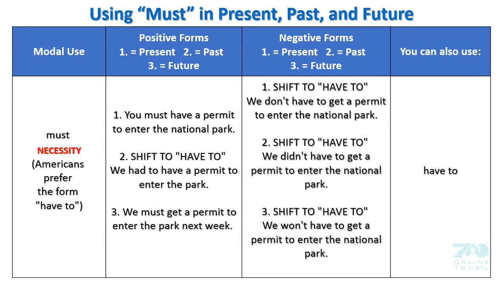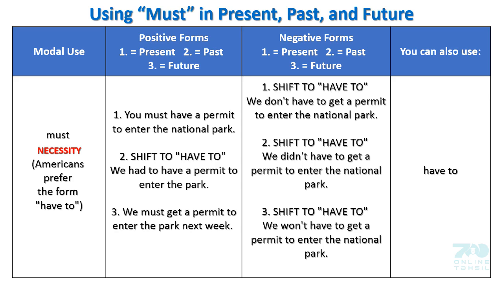Must, necessity. Americans prefer the form have to. Positive forms. 1. You must have a permit to enter the national park. 2. Shift to have to. We had to have a permit to enter the park. 3. We must get a permit to enter the park next week.